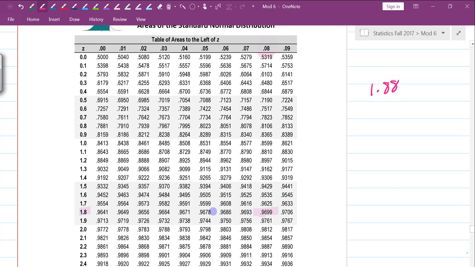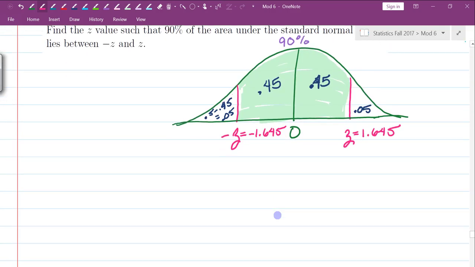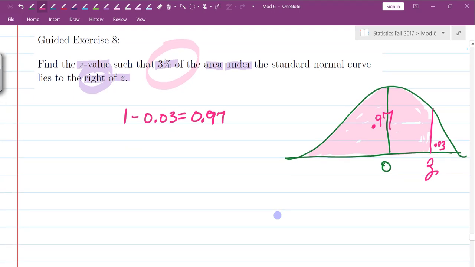1.88 is the z value that corresponds to 0.9699, which is equivalent, as close as we can get, to 0.97. So we're going to look at a z value of 1.88. What z value corresponds to an area under the curve equal to 0.03? Z is equal to 1.88, and that is our answer.